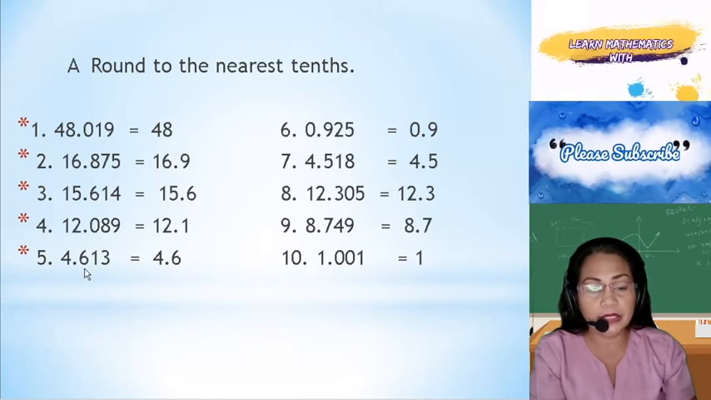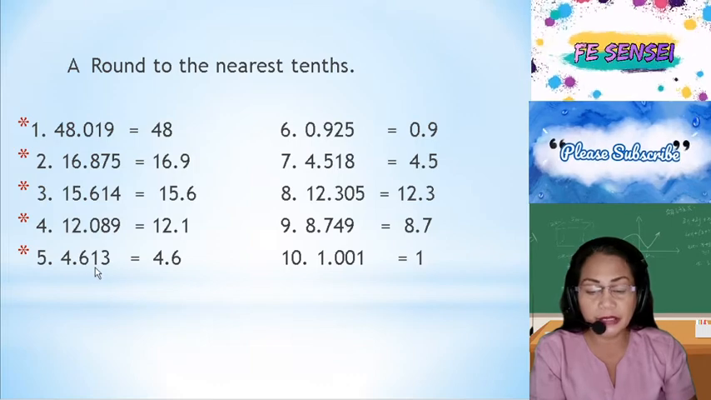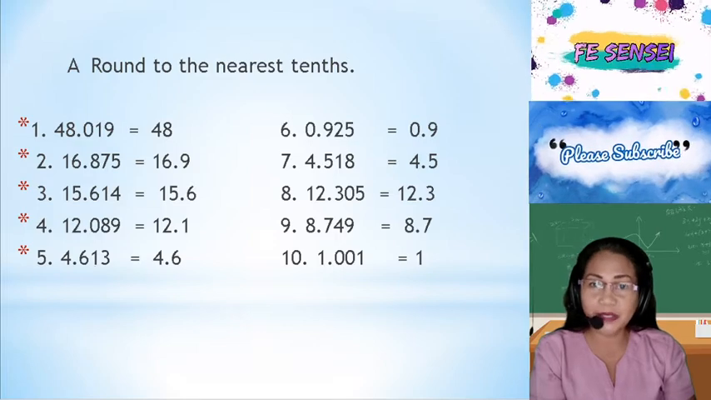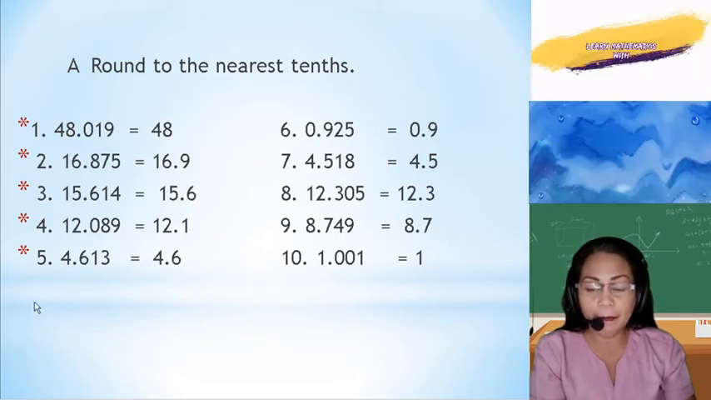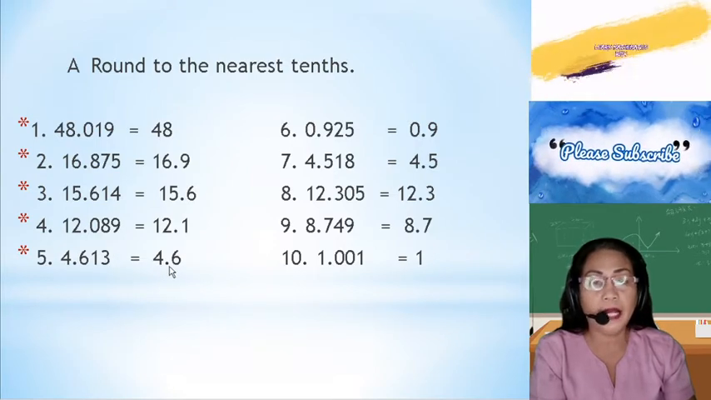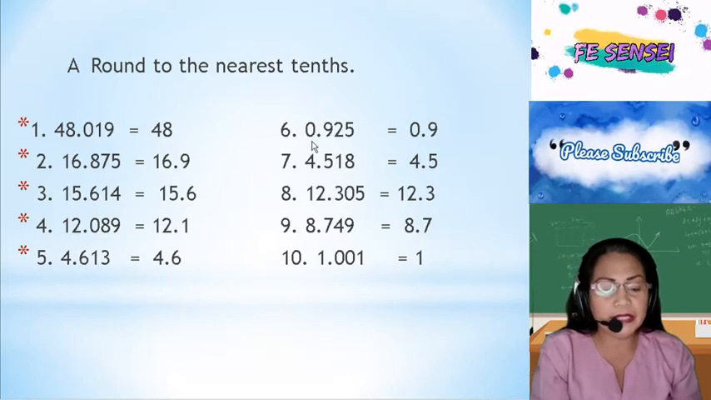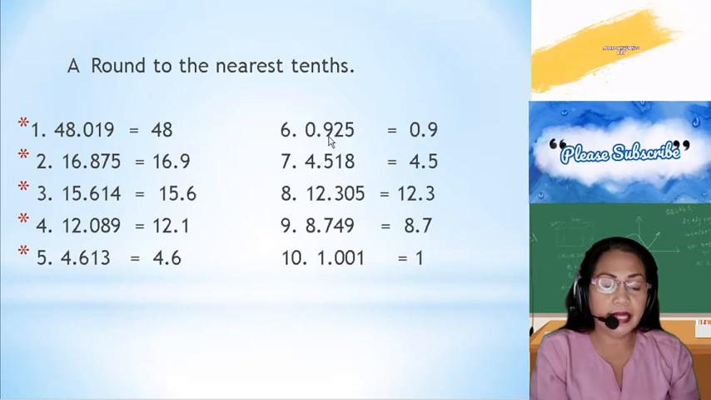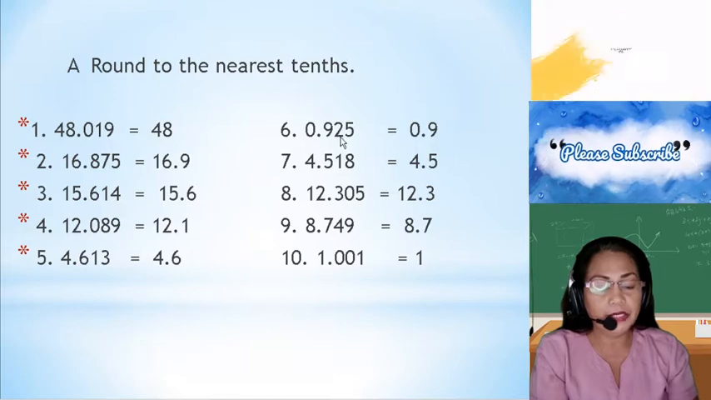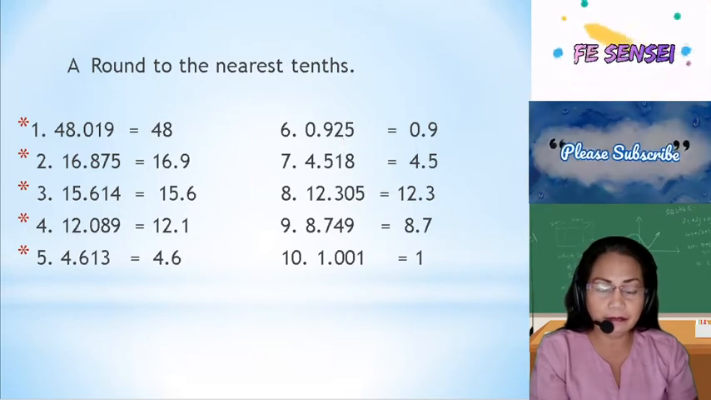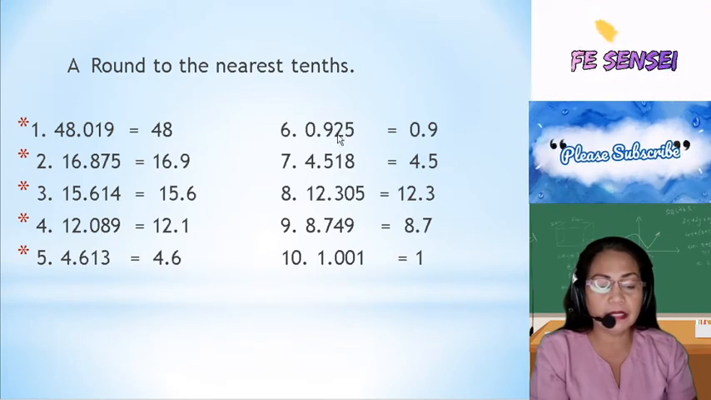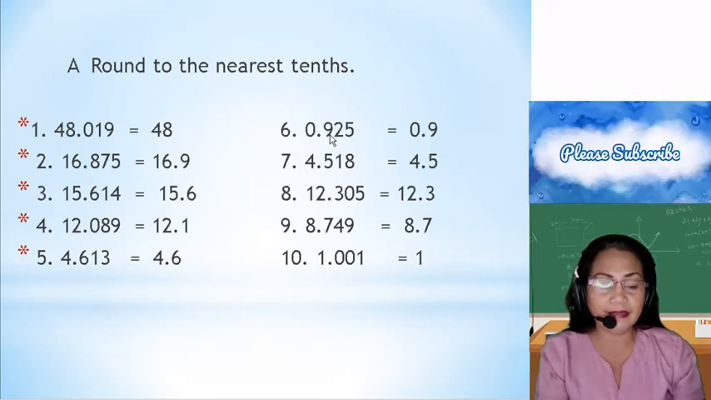Number 5. The number in the tenths place is 6. The number to the right is 1. Less than 5. Therefore, round down. So, drop 13 and retain 6. Our number is 4 and 6 tenths. Number 6. The number in the tenths place is 9. And the number to the right is 2. Less than 5. Therefore, round down. So, drop 2 and 5 and retain 9. So the answer is 9 tenths.